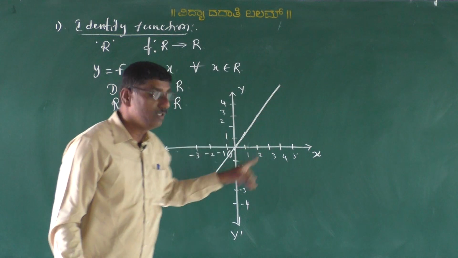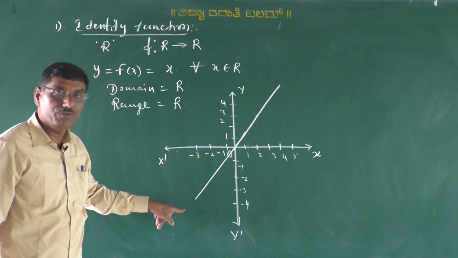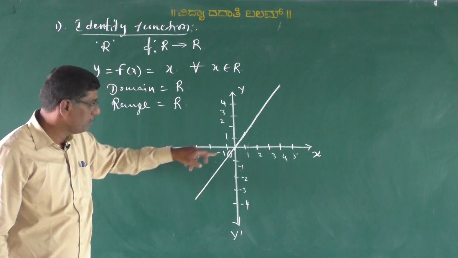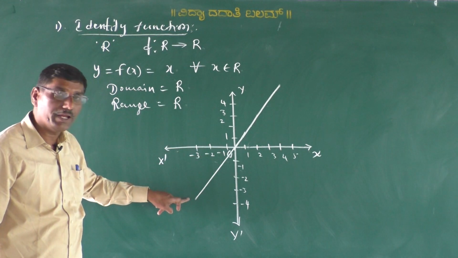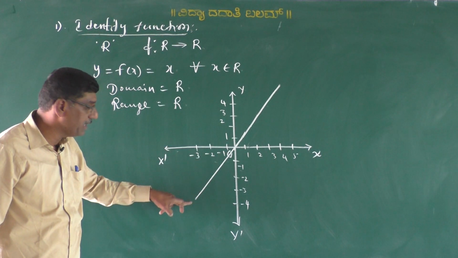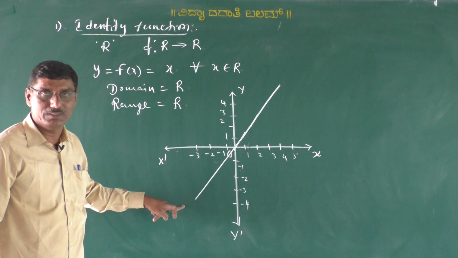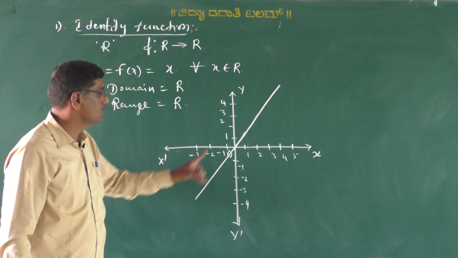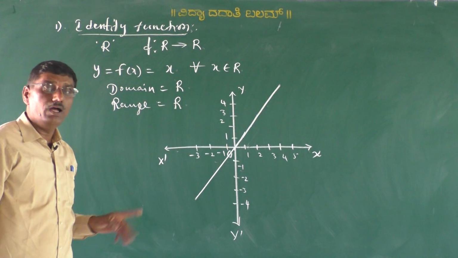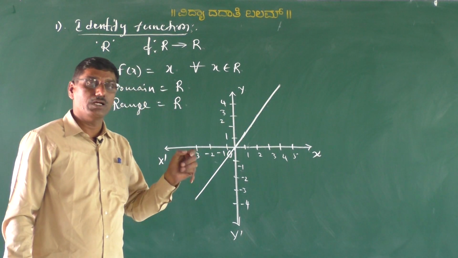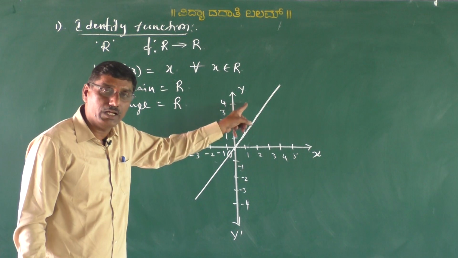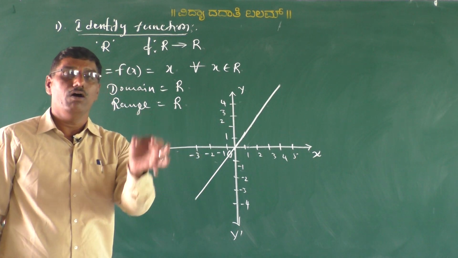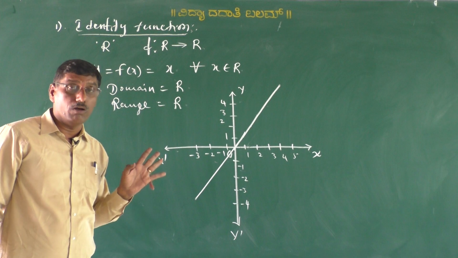This is for positive reals. This is for negative reals. Are you understood? This portion of the line indicates negative reals. That is the domain and range. Are you understood? This is what we call the graph of the identity function. That is, the graph of the identity function is a straight line which passes through the origin. Are you understood, all of you?